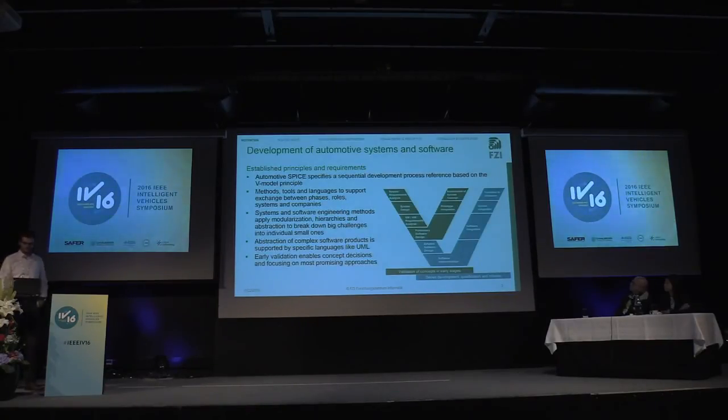The automotive development process is based on a sequential model reference defined in Automotive SPICE, and this uses the V-model principle. Methods and tools used in the automotive development process support the exchange between different phases, different roles, systems and companies. Many systems and software engineering approaches are utilized to split up big problems into small ones. We have modularization, we utilize hierarchies, and we utilize abstraction to tackle small challenges and reduce the complexity.